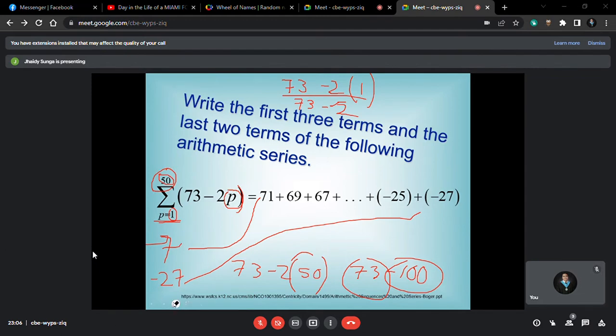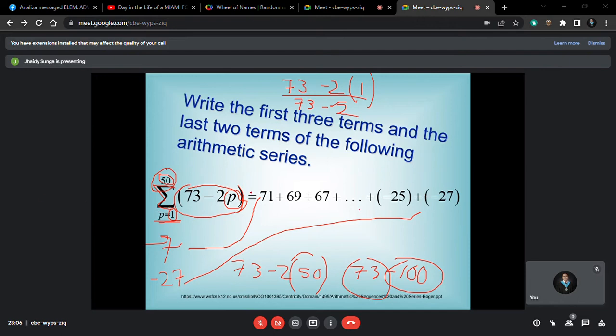Okay, so please wait. This term will be the terms of the arithmetic series. Knowing that we have the sigma, no? When we say sigma, it is the summation. And when we say summation, it is the sum of all terms.